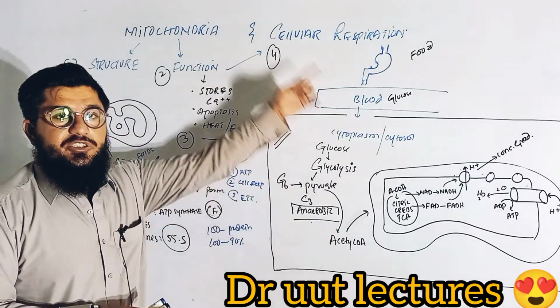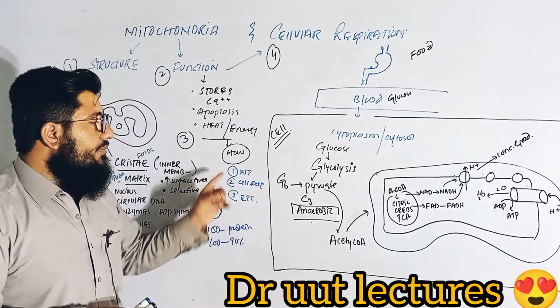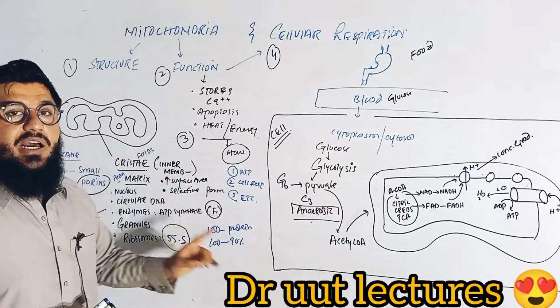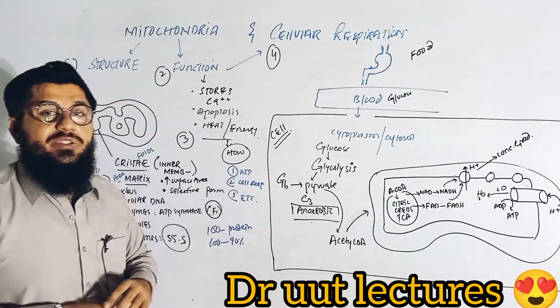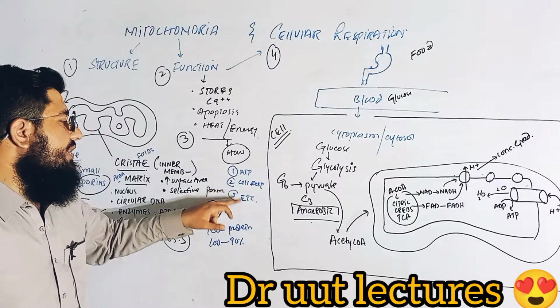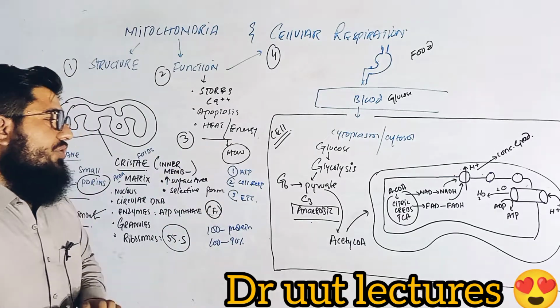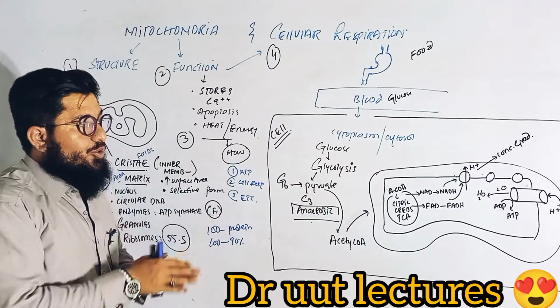Now this portion is supposed to cover all these three questions. First, how is ATP synthesized. Second, how does cellular respiration take place. Third, what is the electron transport chain. So we will start from cellular respiration, then we will come towards ATP, then towards the electron transport chain. A moment later you will get all these answers.